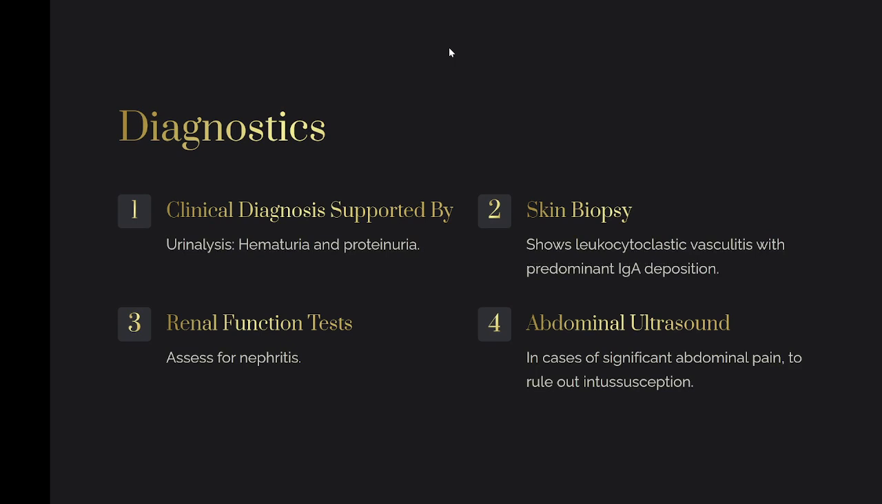Diagnostics. Clinical diagnosis supported by urinalysis, hematuria and proteinuria. Skin biopsy shows leukocytoclastic vasculitis with predominant IgA deposition. Renal function tests assess for nephritis. Abdominal ultrasound in cases of significant abdominal pain to rule out intussusception.